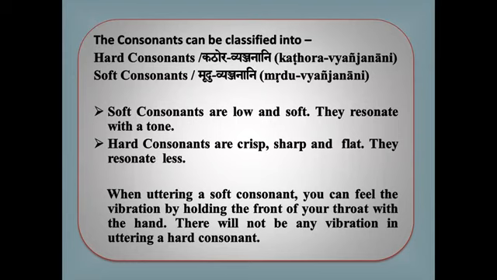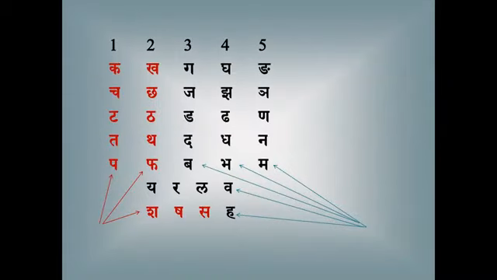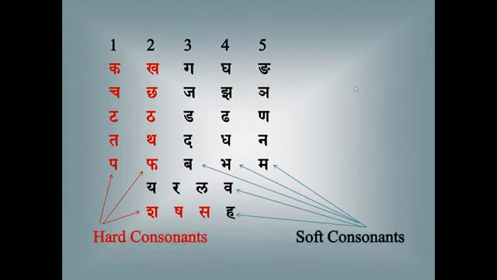Hard and soft. Now, what are hard consonants? We have seen the hard and soft definition. Now, what are hard consonants? You can see here. The first letter and the second letter of all the classes, that is ka, kha, ca, cha, ta, tha, ta, tha, pa, pha, and the first three sibilants, ushmanaha, sha, sha, sa. These are hard consonants. The rest, that is the third, fourth and fifth letters of all the classes, and all the semi-vowels and the last sibilant, these are soft.